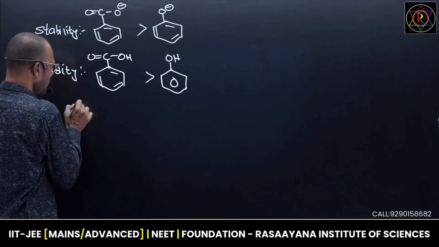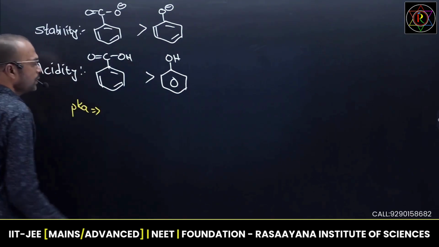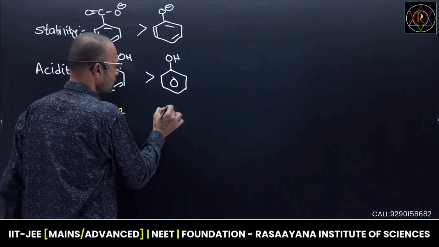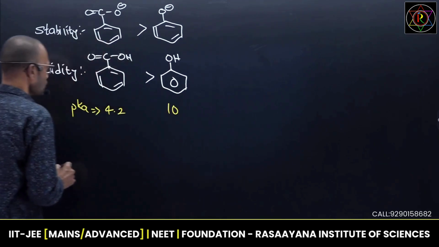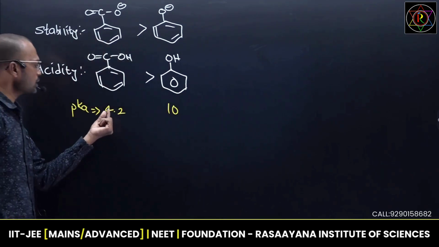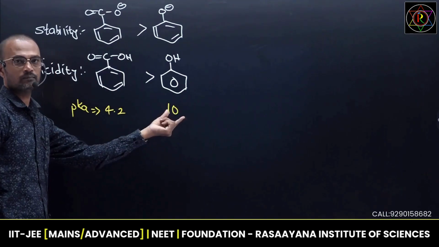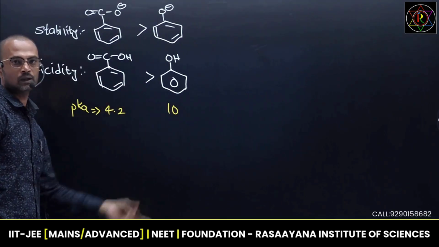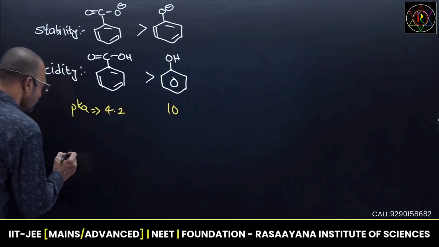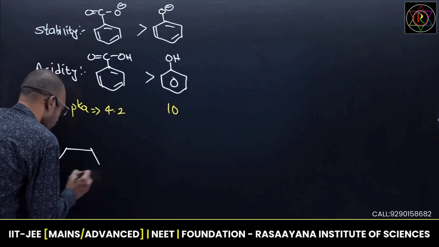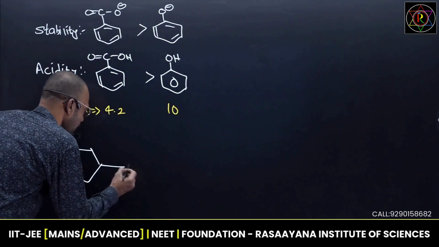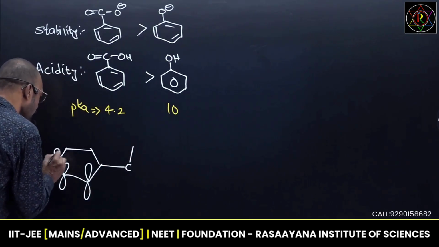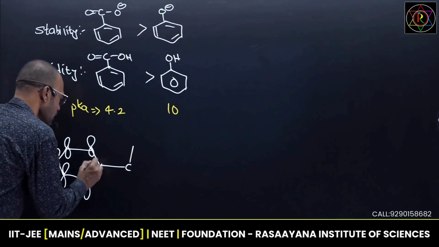And if you compare the pKa value, this is 4.2 and here phenol is almost 10. The smaller the pKa value, the greater the acidity. So the pKa value experimentally proved for benzoic acid is 4.2 and this is 10. So finally we can say that whenever phenol and benzoic acid have equivalent and non-equivalent resonating structures, what is the key factor?